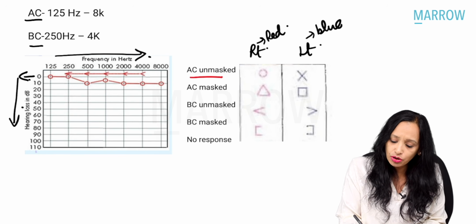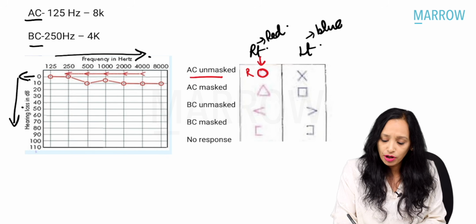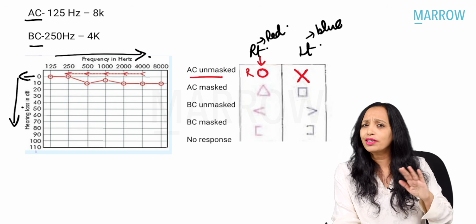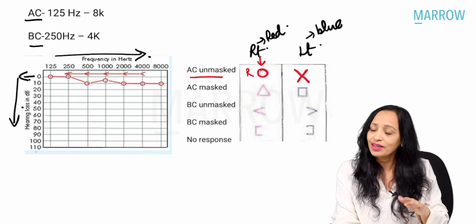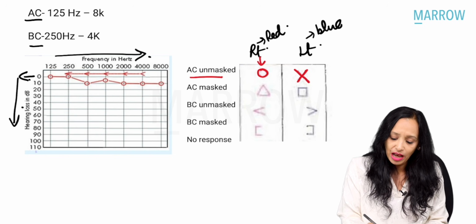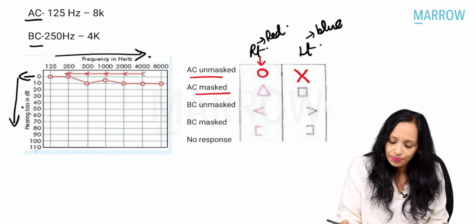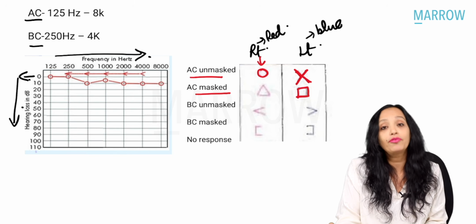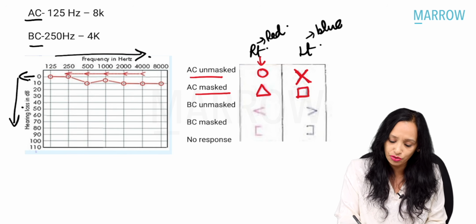Air conduction unmasked of the right ear, R for right, R for round, right? Whereas for the left ear, it is a wrong. How do you remember that? Wrong cannot be right. Wrong cannot be right, so it is the left ear. Okay? Now for the air conduction masked, for the left ear, just take the 4 lines of the wrong and rearrange it in the form of a square, whereas of the right ear, it is a triangle.